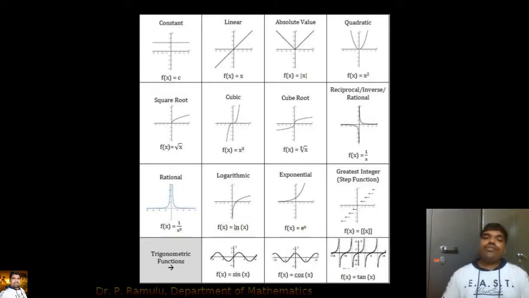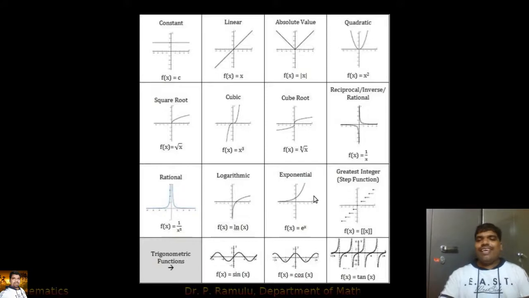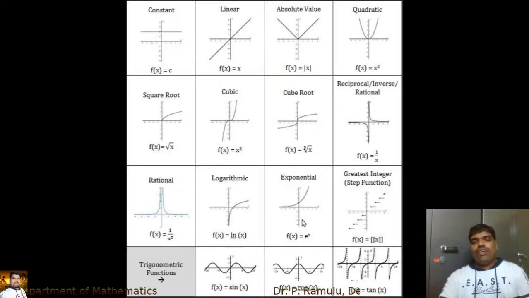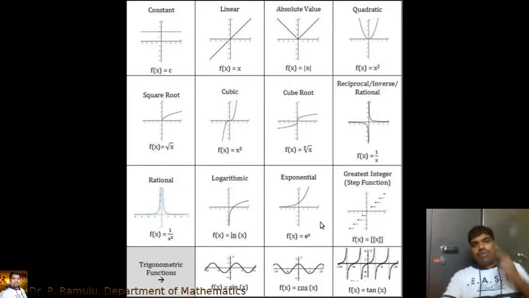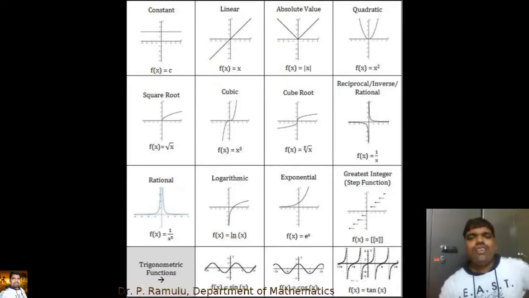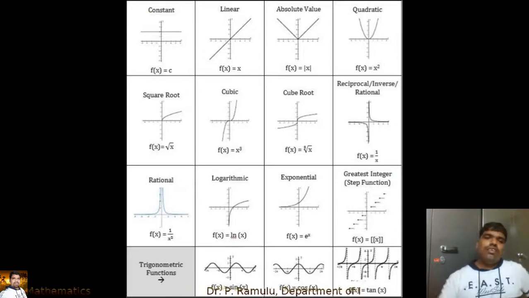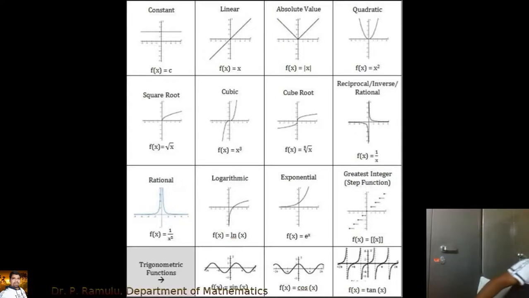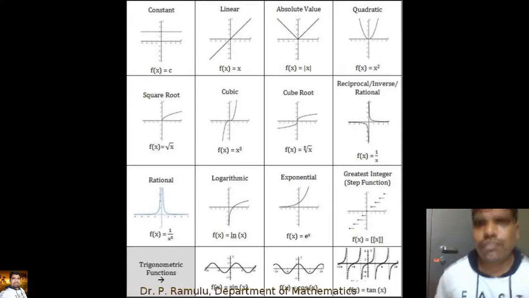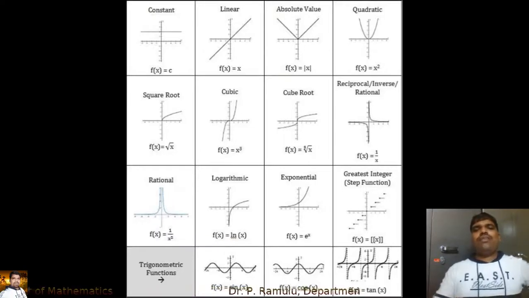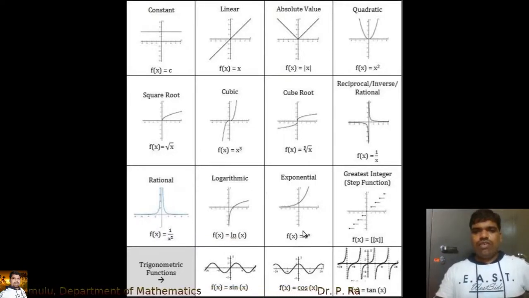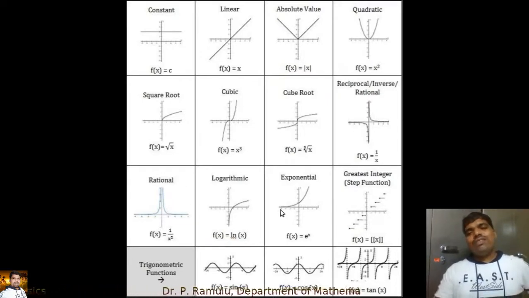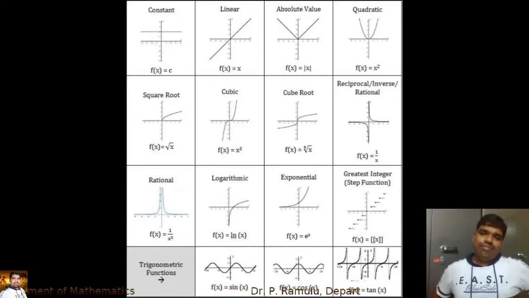So, this is the logarithmic function. Exponential function: f of x equals e power x. A function of the form f of x equals e power x is the exponential function. Simply look at the graph of this, right? You can look at this graph. So here, f of x equals e power x. It looks like that. Okay. What is the domain and codomain here? The value.